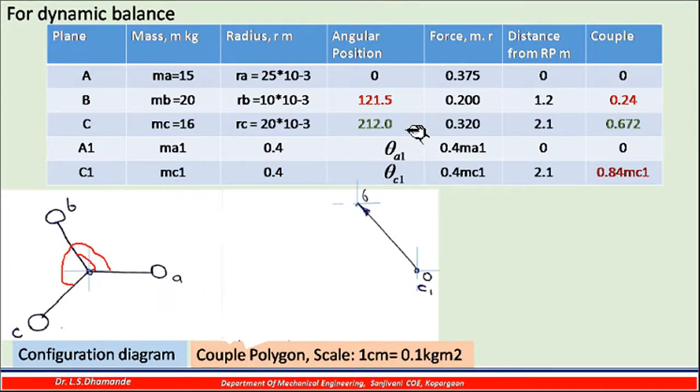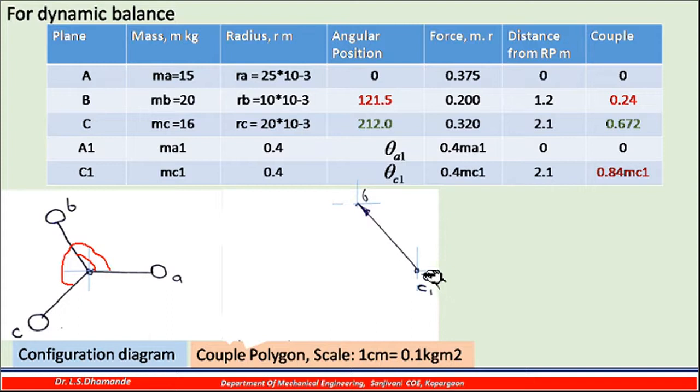So now we have to make use of these angular positions and this couple column. Definitely the first is 0, so we cannot draw a vector for it, but the second is 0.24. So let us consider one scale for drawing this couple polygon. If I consider 1 centimeter equal to 0.1 kilogram meter, accordingly I will get a certain length of this particular vector. So with that length I will draw one vector first.